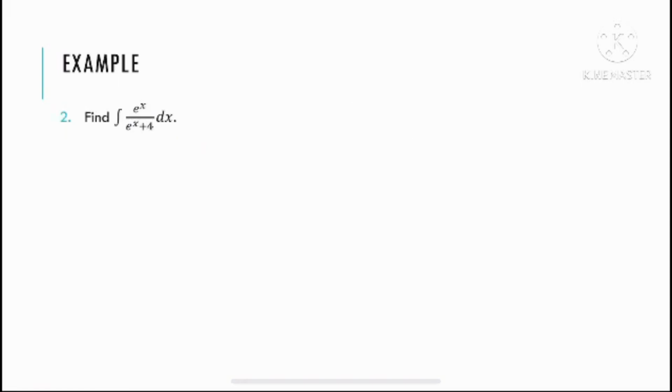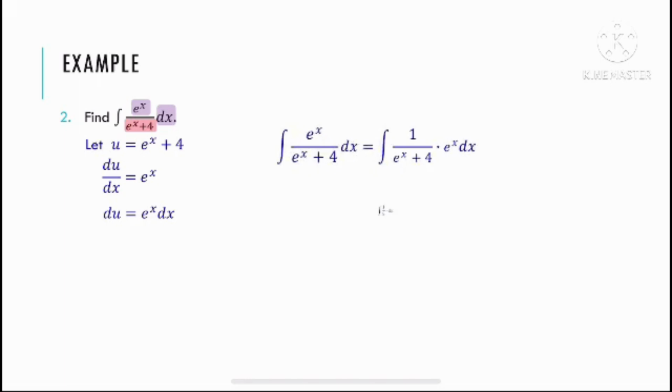For a fraction, we usually let the denominator be u. After that, we differentiate u with respect to x. Then bring dx to the right hand side so that we can express e to the power x dx as du. Now we can express the integral in terms of u, where 1 over (e to the power x plus 4) changes to 1 over u, and e to the power x dx changes to du. Then integrate 1 over u with respect to u, and it equals ln absolute u plus c. Then change u back to e to the power x plus 4.